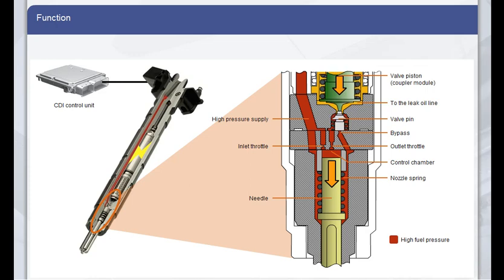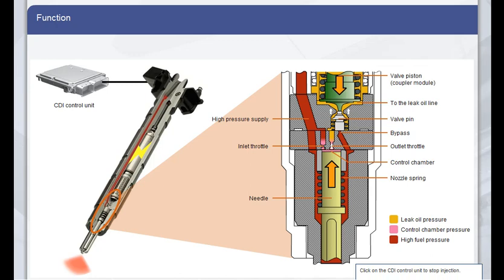When the high voltage is applied to the actuator module, it expands and the valve pin closes the bypass hole. At the same time, it opens the connection to the leak oil line. The drain valve opens and the pressure in the control chamber is reduced. The excess fuel is minimal compared to solenoid valve injectors. It flows past the valve pin into the leak oil line. The lower pressure in the control chamber causes the nozzle needle to open and injection begins. Click on the CDI control unit again to finish injection.